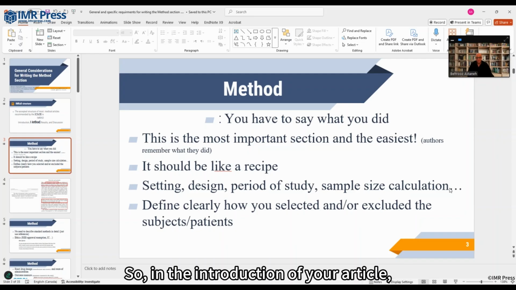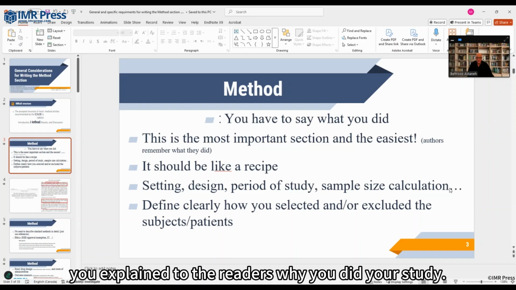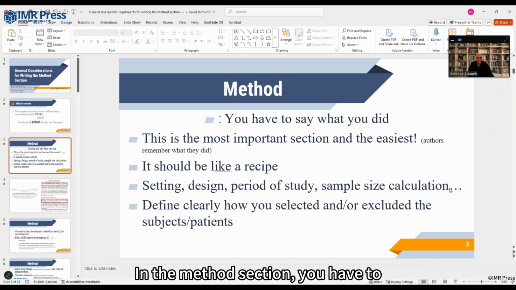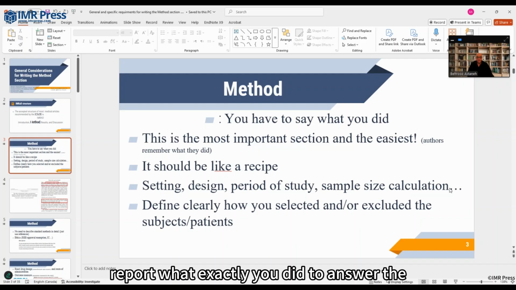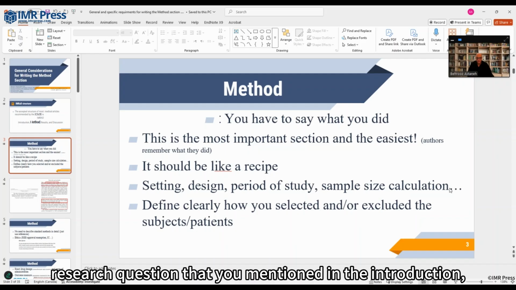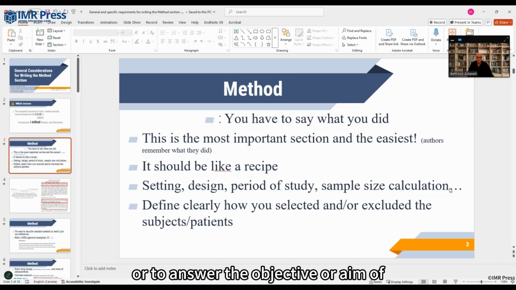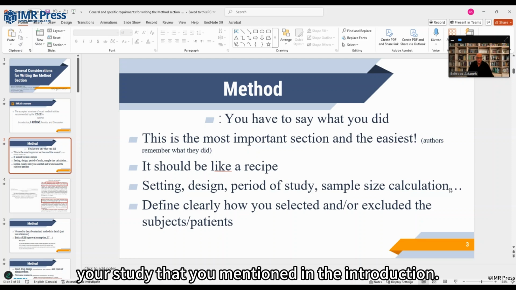In the introduction of your article, you explained to the reader why you did your study. In the method section, you have to report what exactly you did to answer the research question that you mentioned in the introduction, or to answer the objective or aim of your study that you mentioned in the introduction.